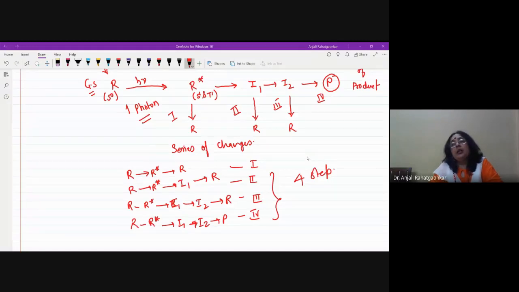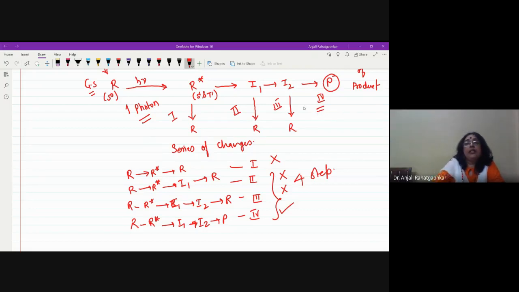Now, ultimately we don't want the first change, we don't want the second change, we don't want the third change, but we want the fourth change, right? So if I am providing one photon of energy, how much energy is available for the conversion of reactant into product? That is nothing but the quantum yield.